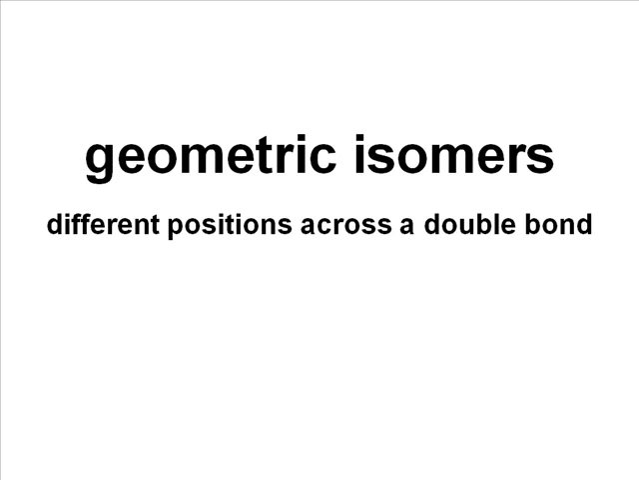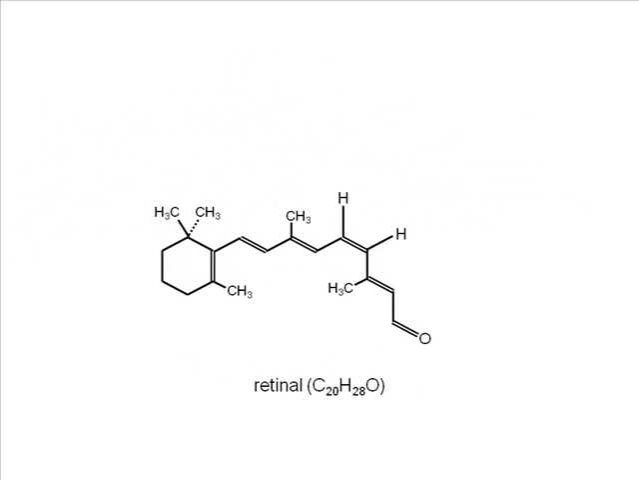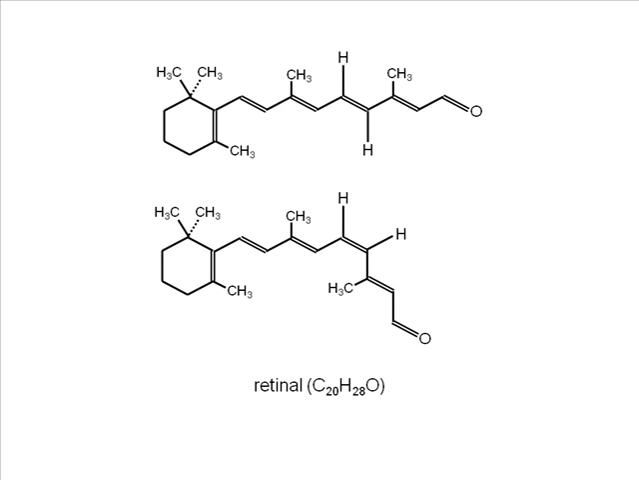Geometric isomers are a touch more complicated. In geometric isomers, we have substances in different positions across a double bond. Usually we focus on hydrogen, but I'm going to show you a couple examples here. Let's focus on retinol. Here we have a retinol molecule, and notice it can exist in either the bottom bent form or the top straight form. Either way, it's C20H28O, but it's in two different conformations.